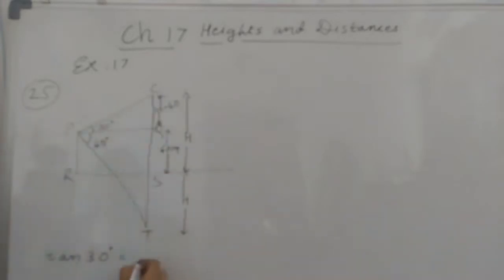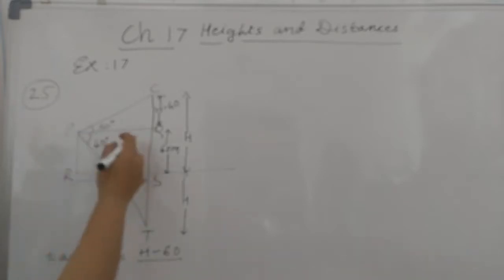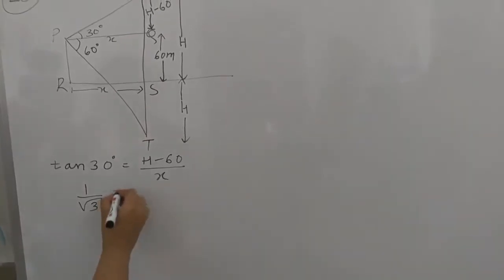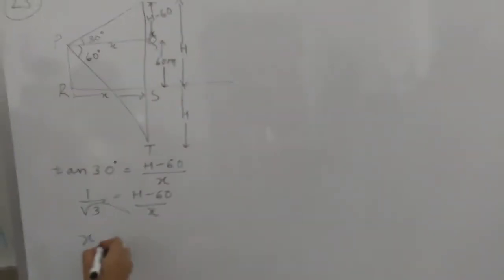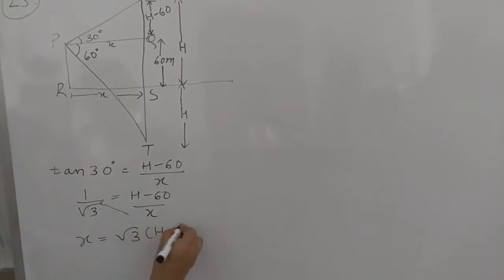So in tan 30, the opposite is H minus 60 and the horizontal is X. Let this be X here. Similarly this also will be X. So I can write X here. Now the value of tan 30 degree is 1 upon root 3 is equal to H minus 60 upon X. Now taking crossways, I get X is equal to root 3 times (H minus 60).